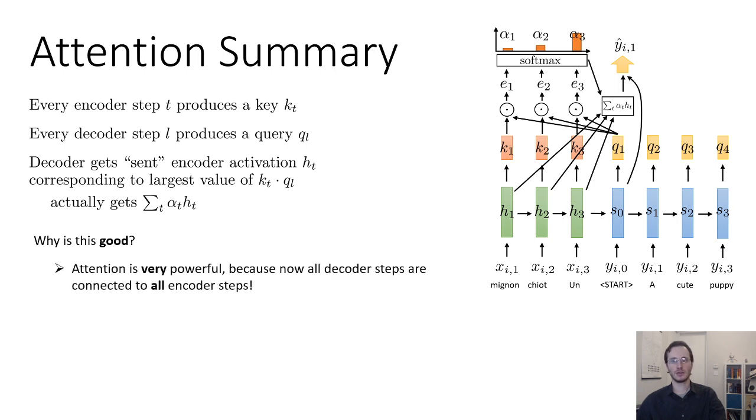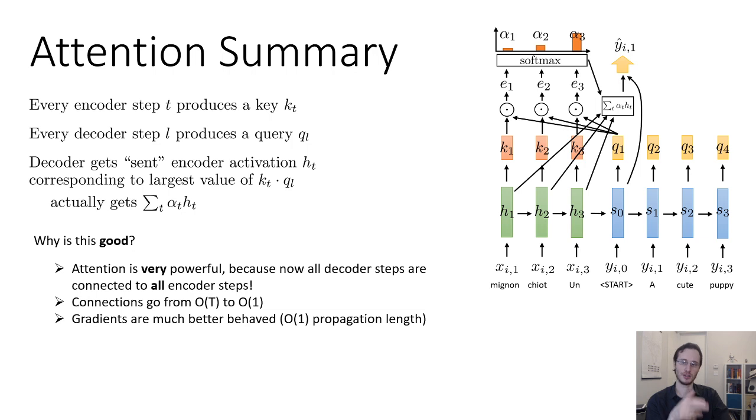Why is attention good? Attention is very powerful because now all decoder steps end up being connected to all encoder steps. The length of the connection through the RNN itself is O of n between every pair of time steps, which means the gradients need to propagate on average n steps. But the connection through attention is always O of 1. There's always a one-step connection to every encoder step. So connections go from O of t to O of 1, which means you have very short paths for the gradients, so the gradients will be much better behaved and you'll have much easier training. Put another way, the number of Jacobians that get multiplied together along the attention route is O of 1. It's still O of t along the RNN route, but you have this other O of 1 path, and that path will train very well.